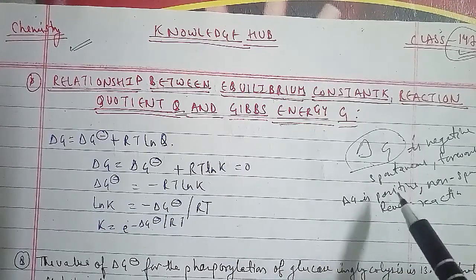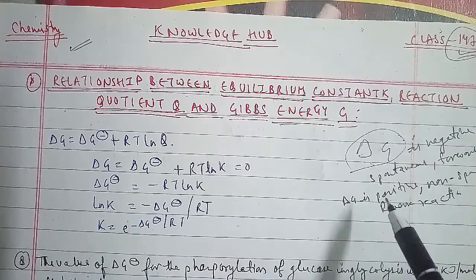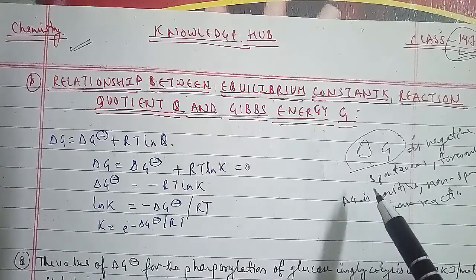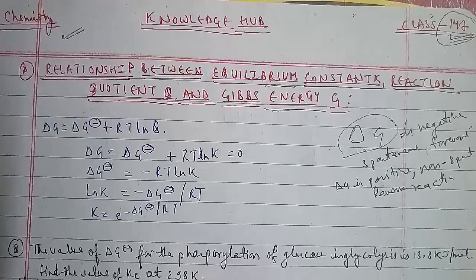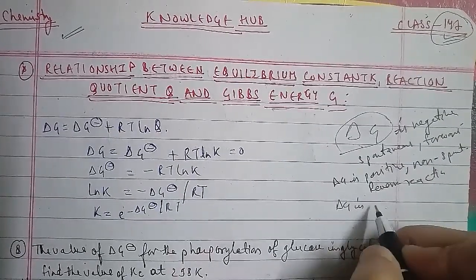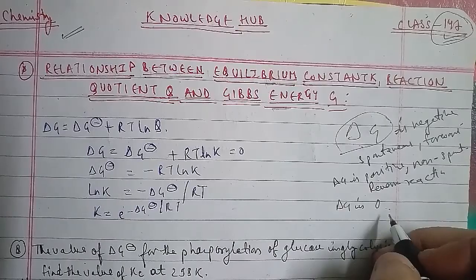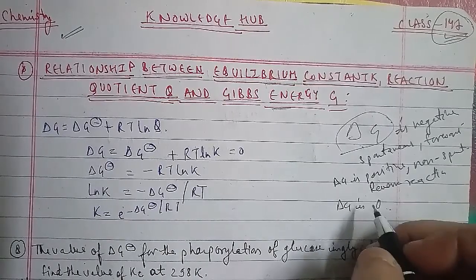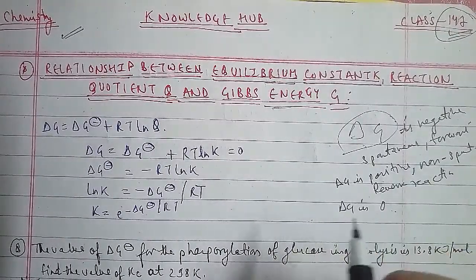Now we'll talk about the other case, that is when delta G is 0 here. When delta G is 0, then the reaction has achieved equilibrium at that point, and there is no longer any free energy left to drive the reaction here.